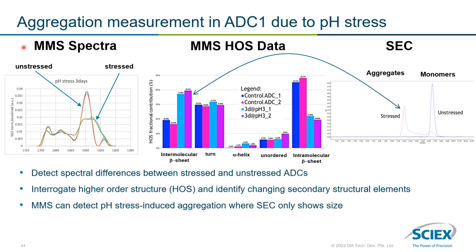On the left is the MMS spectra. We see the characteristic spectra for an ADC in the unstressed sample. And then we see a dramatic change in the spectra for the stressed sample. MMS is clearly showing us that there's a dramatic structural change occurring in the ADC due to the stress.